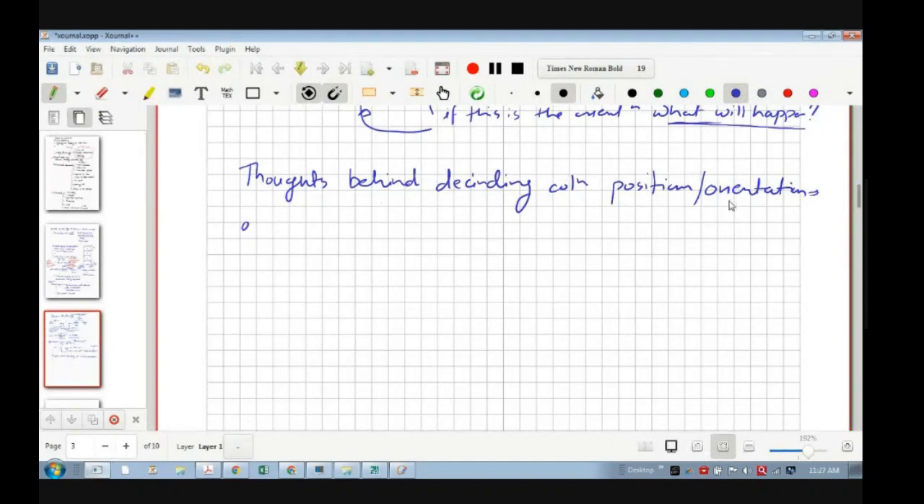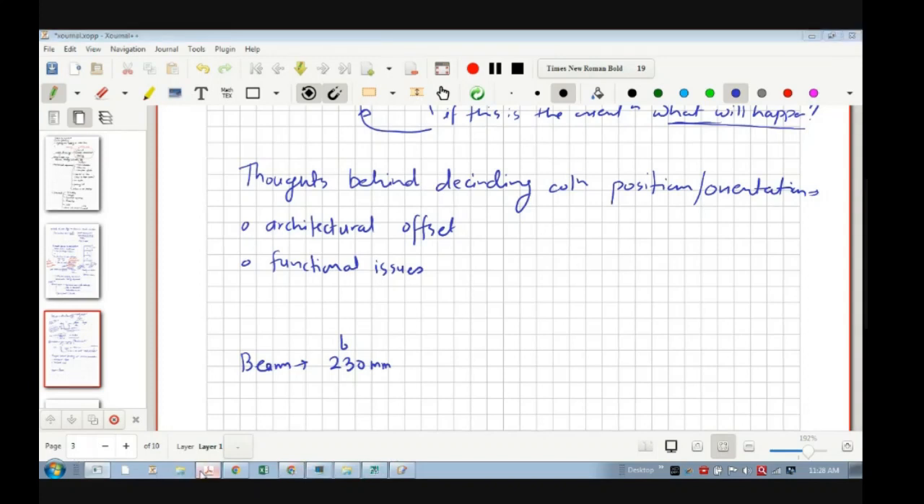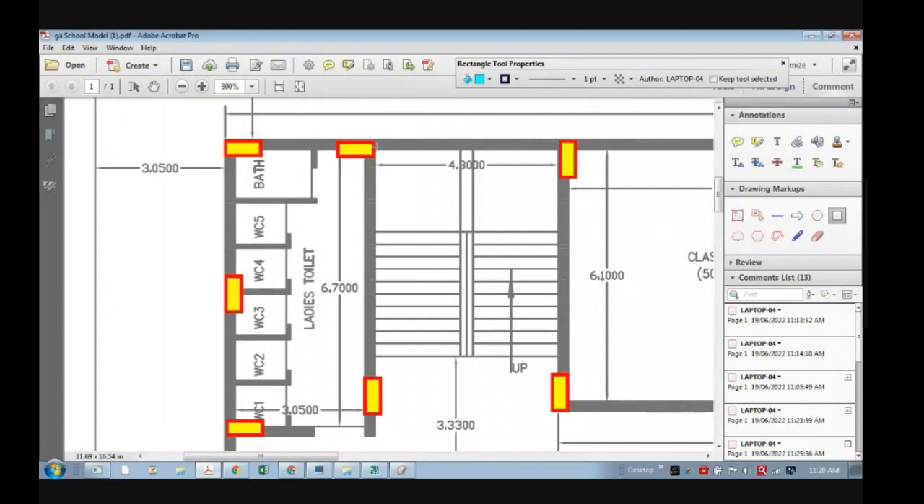So what was I saying about the thought behind column position? Architectural offsets is the first thing. Then any functional issues. Then next, let's say for the beam I start with beam size as 230 wide. So 230 will be the width of the beam, and you draw the beams. Depth we are not deciding because it is a plan. So let's draw the beam.